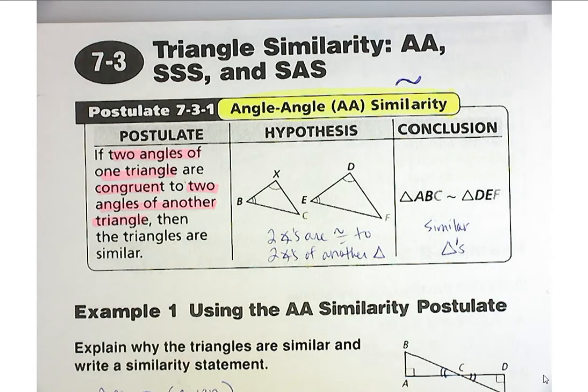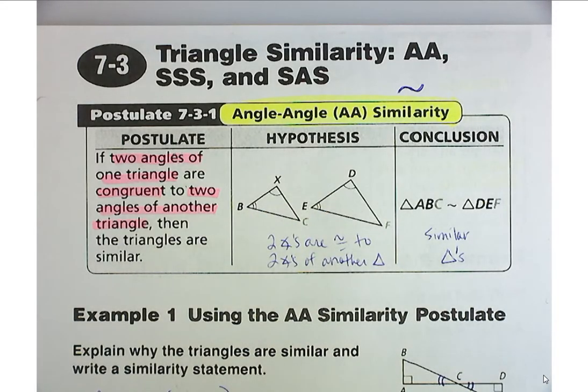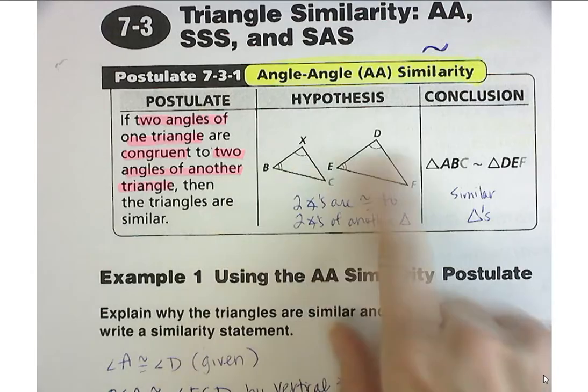And that makes sense because remember that similar triangles have congruent angles. So if two of them are congruent, we know the third angle is congruent by the third angles theorem. So naturally, it would follow that if you had two congruent angles, you would have similar triangles. And remember, they're similar, not congruent, because their sides do not have to be the same.